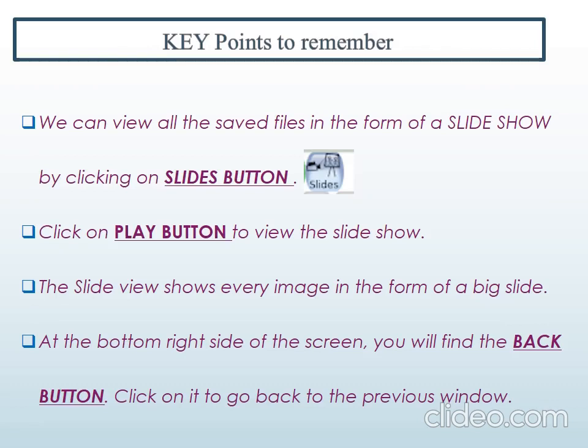We can view all the saved files in the form of a slideshow by clicking on the slides button after you click on the open button, and click on the play button, which will be available after you click on the slides button. You can view the slides however you want. The slide view shows every image in the form of a big slide, like a PPT kind of view, how you are seeing this video. And at the bottom right side of the screen, you'll also find the back button. When you click onto it, you can go back to the previous window or the drawing.